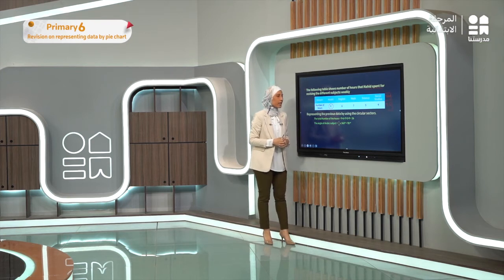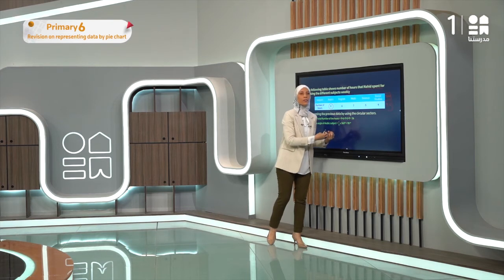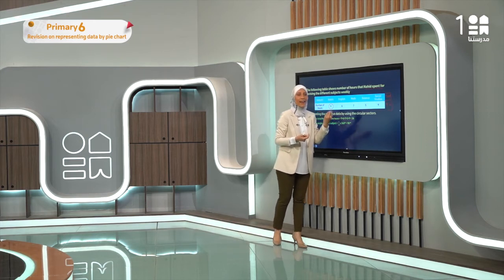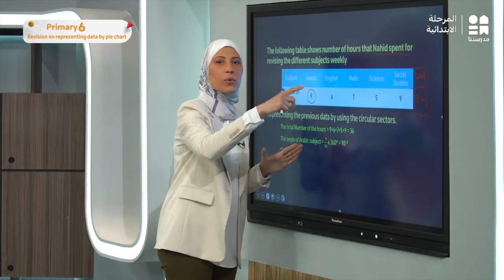Then times 360 degrees, so I will have 90 degrees. Why am I doing that? To find the angle I was supposed to draw. I can't draw a number. Am I going to draw 9 hours? Of course not. I must have an angle. So I do this step to find the angle that I am going to draw.